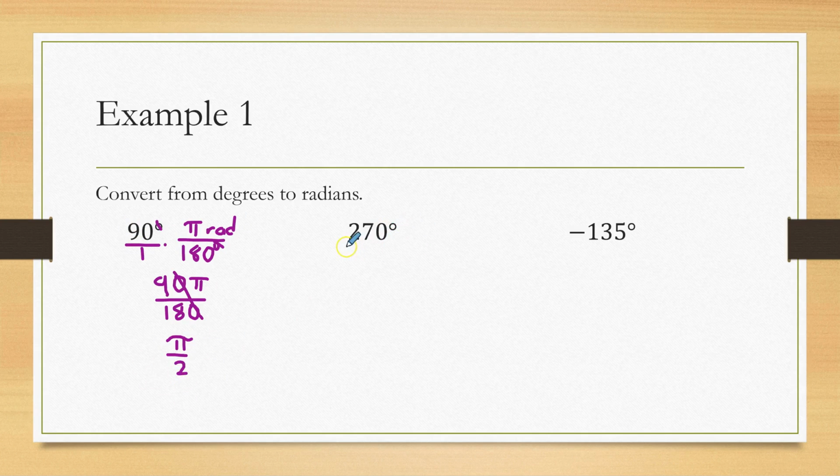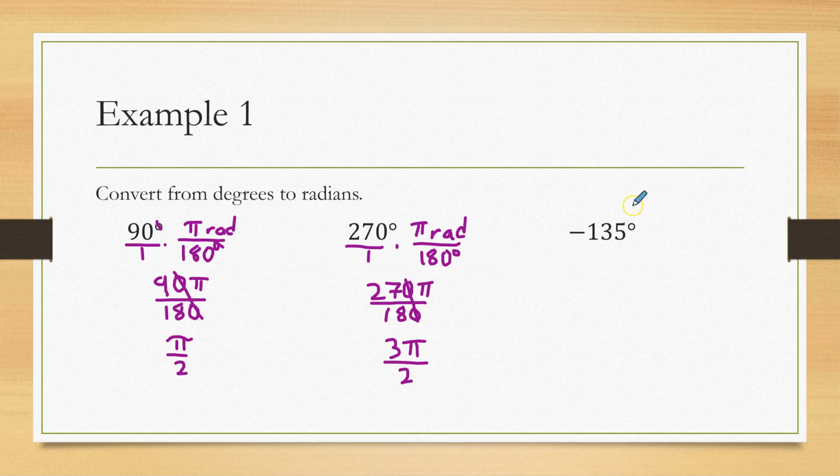Okay, next example, it's going to be the exact same setup. You might want to think of this as being over 1. And so I'm multiplying by 1 pi radian over 180 degrees. So the degree symbols will cancel. You would have 270 pi radians over 180. Again, you can ignore the zeros if you want for a second and just think of this as 27 over 18 if that makes it easier to work with. So this one is 3 pi over 2. Both those numbers are divisible by 9 in this case. So 3 pi over 2 radians.